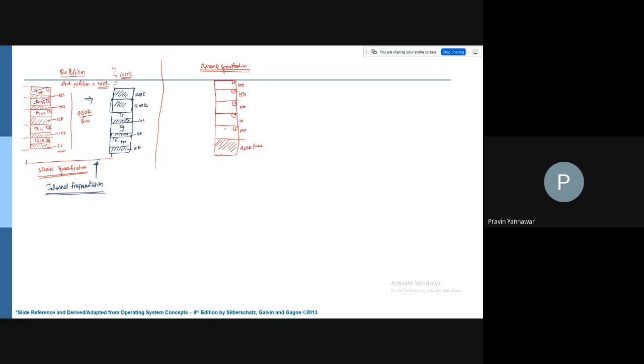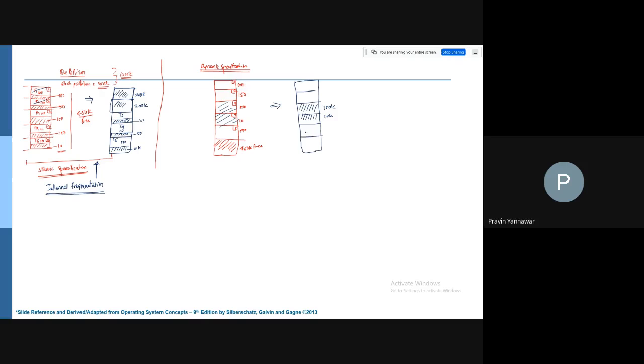But in this case, just assume that suppose T4 and T3 get deallocated. If T4 and T3 get deallocated, the state is going to be something like this. We know that this is 100k free and this is 10k free. So this is a 10k partition, this is a 100k partition. Previously we were getting the 200k partitions again, but here we are not getting 200k. One is 100k, one is 10k.